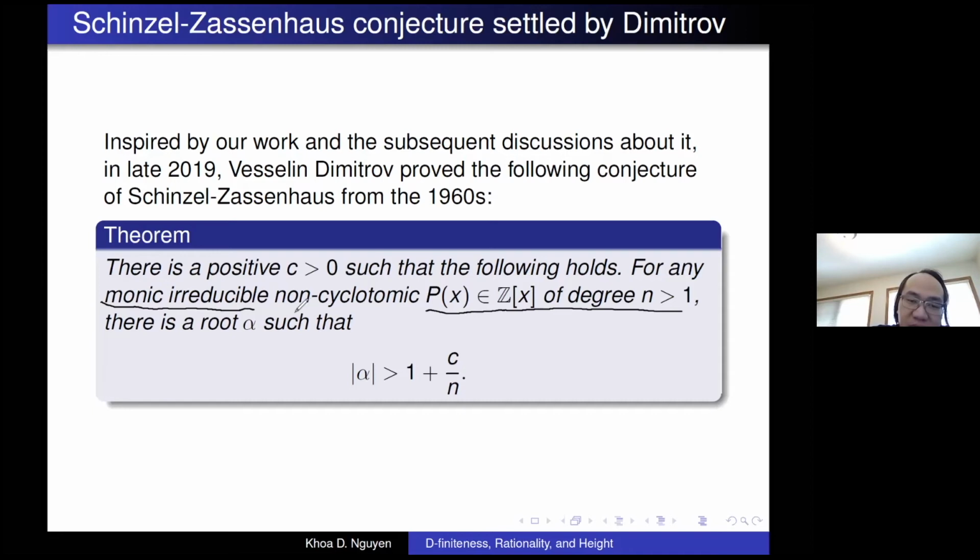If you look at the cyclotomic polynomials, the roots are of course roots of unity, so the absolute value is 1. But as long as you assume that the polynomial is non-cyclotomic, then there is a gap between 1 and the biggest root, the root with the biggest absolute value. The point is that this positive C is independent of n, independent of all the polynomials. So there is a positive C. And if you read his paper, he actually provides a very explicit C. I think it's like log 2/4 or something.